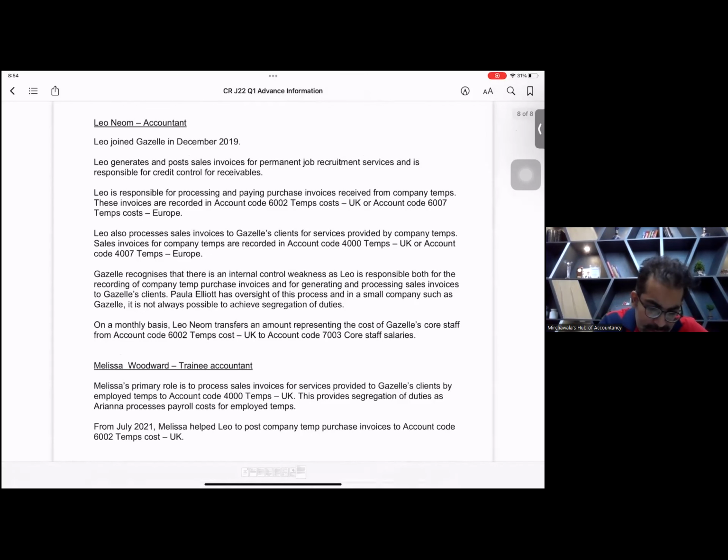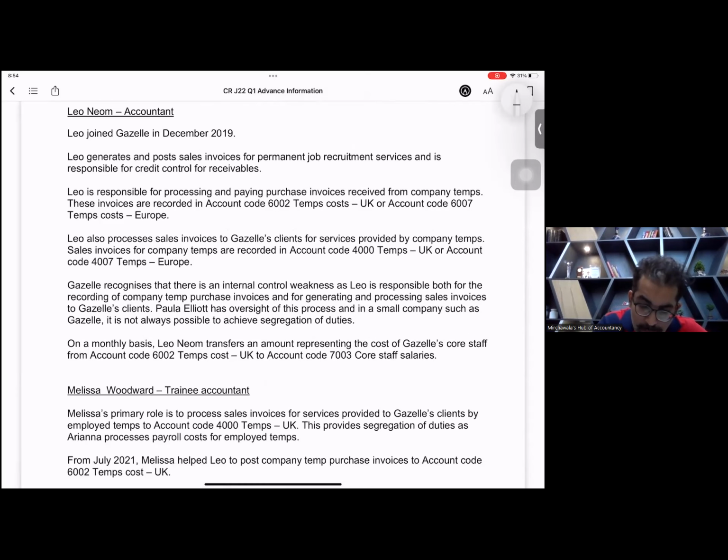Leo generates and posts sales invoices for permanent job recruitments and is responsible for credit control of receivables. Leo is responsible for processing and paying purchase invoices received for company temps. These invoices are recorded in account code 6002 for the UK and account code 6007 for Europe. That means Leo is solely responsible for all purchase invoices.